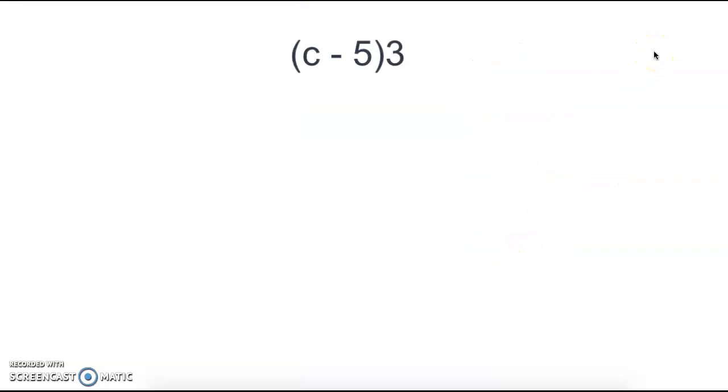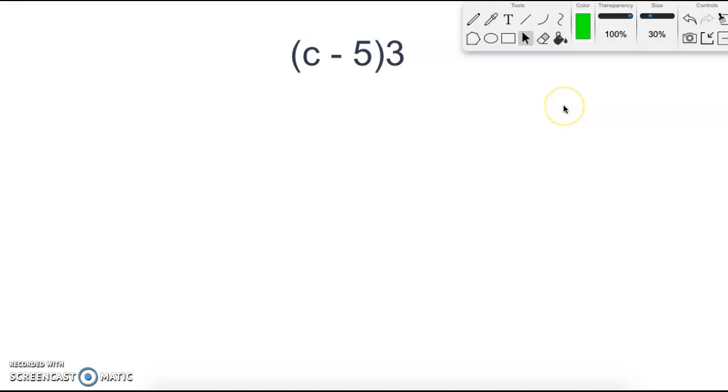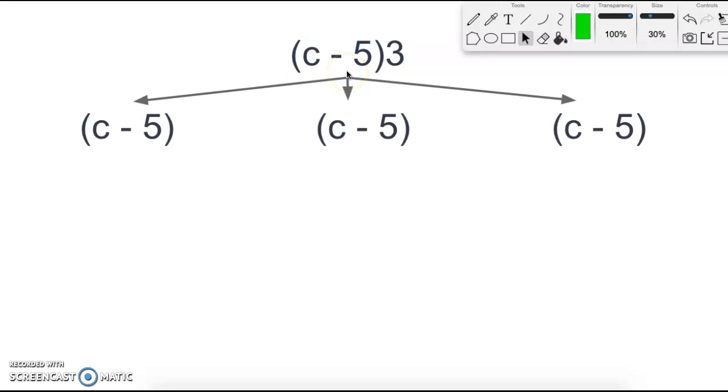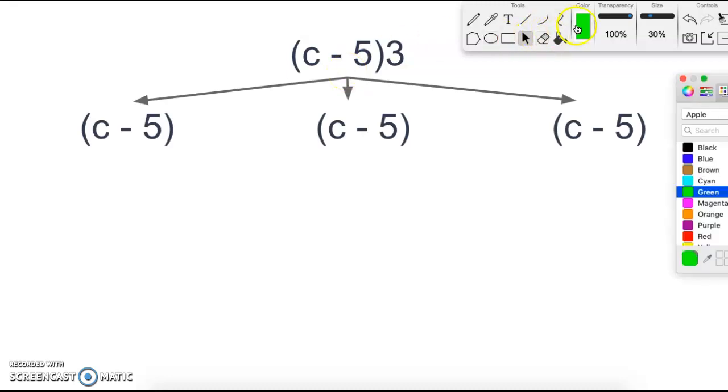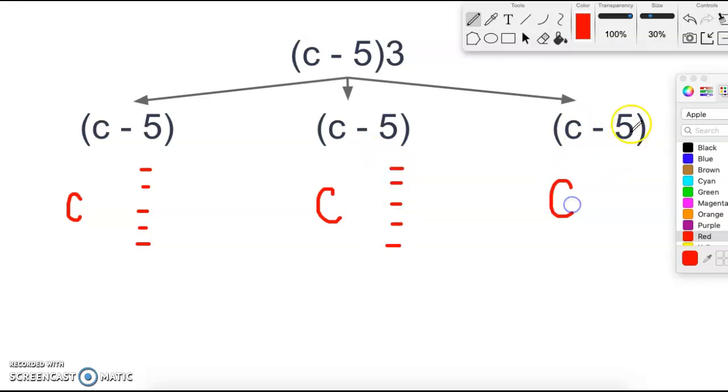This one is the quantity c minus 5 times 3. So again, we can think of this one like we are splitting this up to 3 groups of c minus 5, which would look like this. And if it helps you to think about it in the terms of a picture, please feel free to do so. Okay, for this one, I have a c, and then I have 5 negatives. That minus sign tells us that they're negative. So I have 5 negatives, and then here I have another c, and another 5 negatives, and here I have another c, and another 5 negatives.